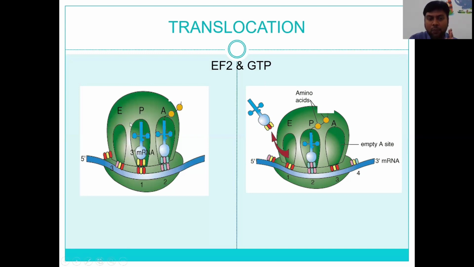The E site will occupy the empty tRNA, E for empty. The P site will occupy the tRNA with the peptide bond, and the A site will occupy the new codon. Now, from the E site, the empty tRNA will be displaced and removed, and again the cycle continues.